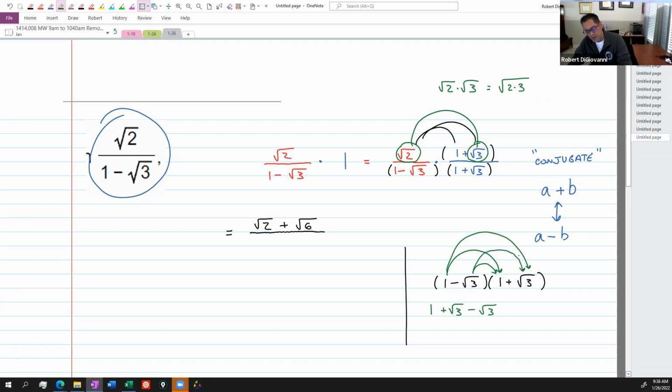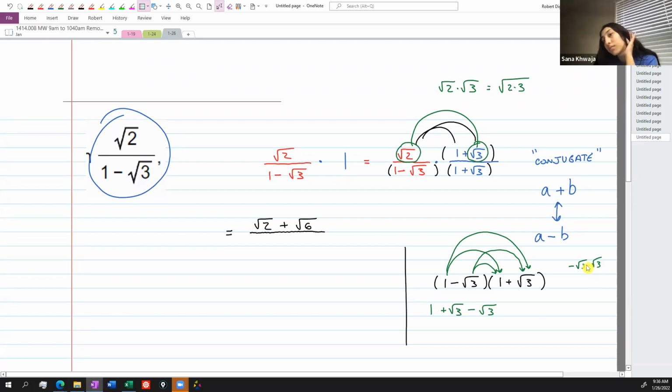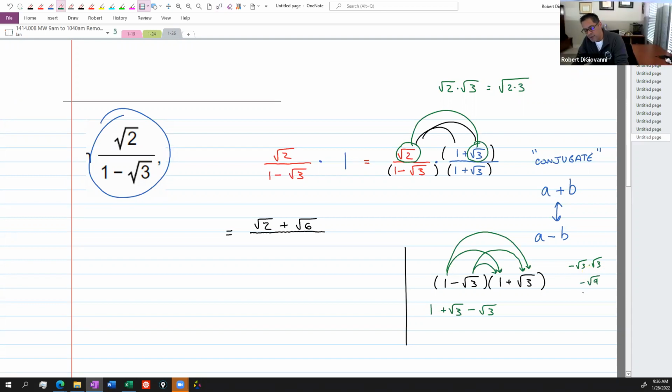Can someone tell me what happens when I do negative root 3 times positive root 3? What's that going to give me? Is it just -9? Yeah, this is just negative square root of 9, but what's the square root of 9? Sana, what number times itself gives you 9? 3. 3, okay, so you just get -3. So this becomes -3. Does that make sense, everyone?